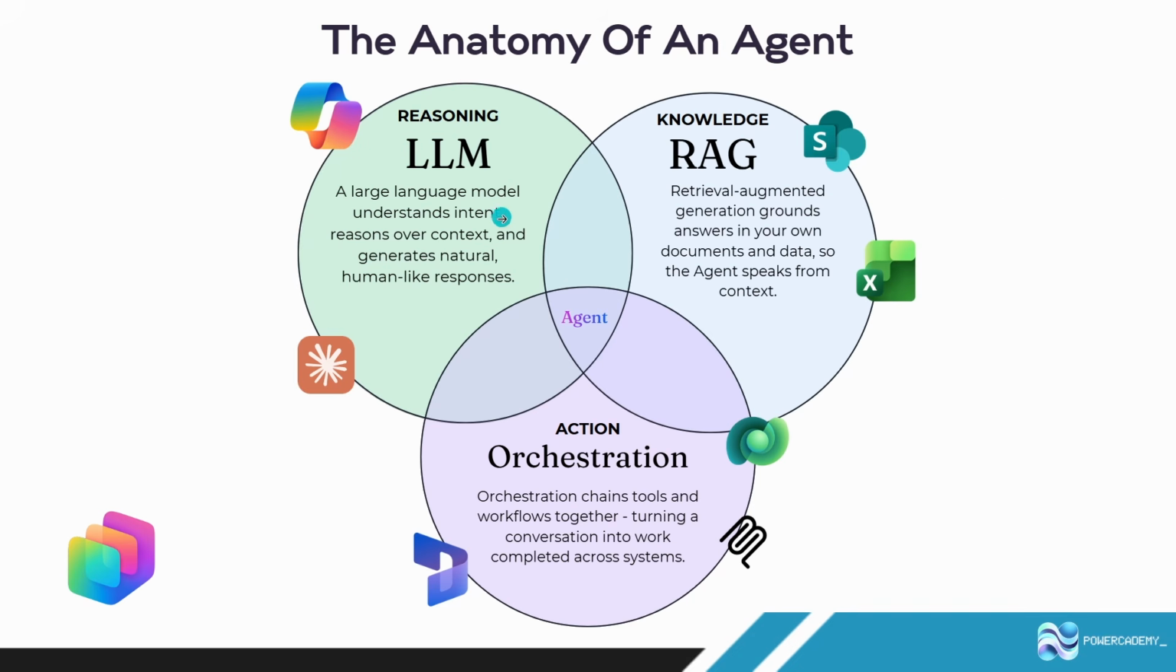You have a reasoning layer, you have a knowledge layer, and you have an orchestration layer or an action layer. So your agent uses a large language model to understand an intent and reason over context. It then grounds itself within your company data and knowledge. And then it goes and actually does things, right? And this is, for me, the anatomy of an agent and the capability that Copilot Studio gives you.